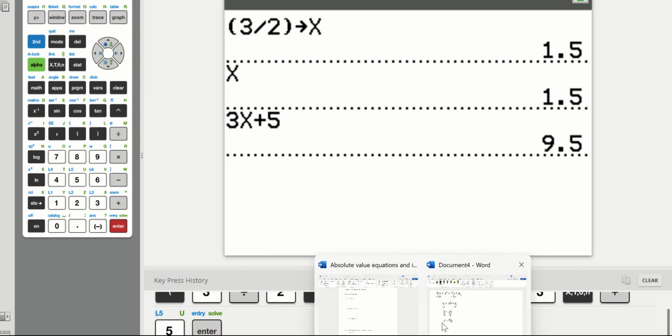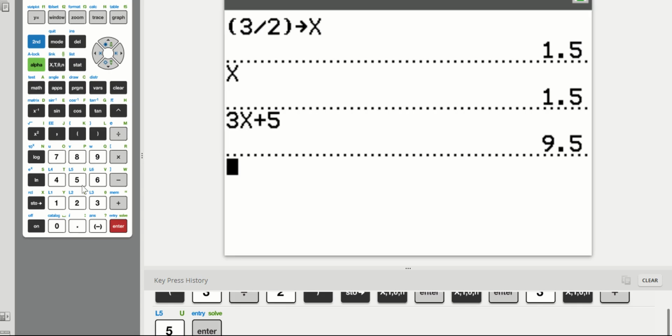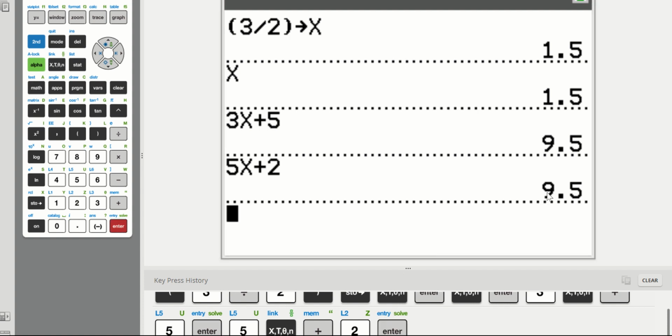If I go back and look at the other expression, 5x plus 2, I can type that in, 5x plus 2, hit enter, and I get 9.5. So when x is equal to 1.5, what this is saying is that these two expressions are equal to each other. So that's how we can use the store button, STO, right over here, in order to evaluate an algebraic expression and check our value of x.